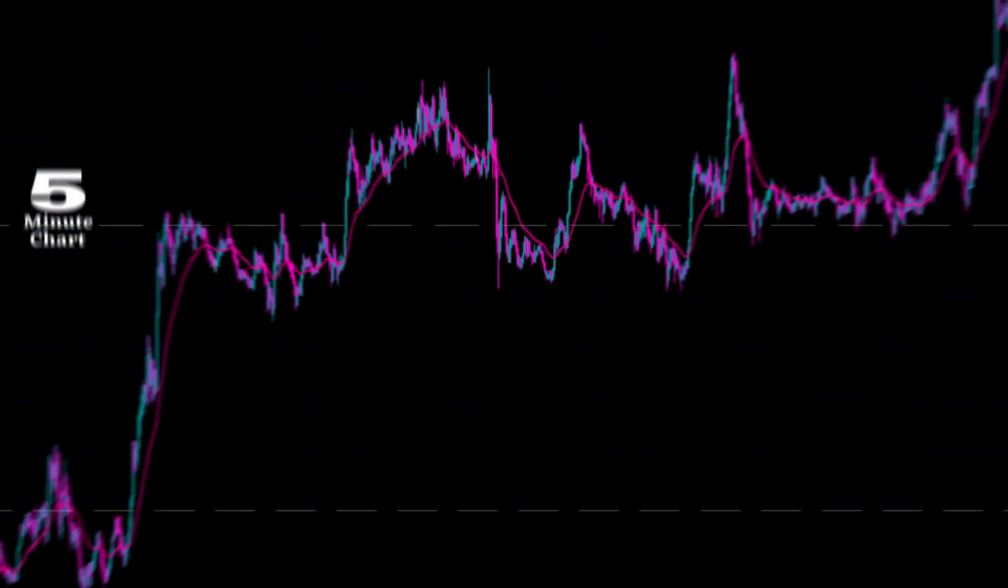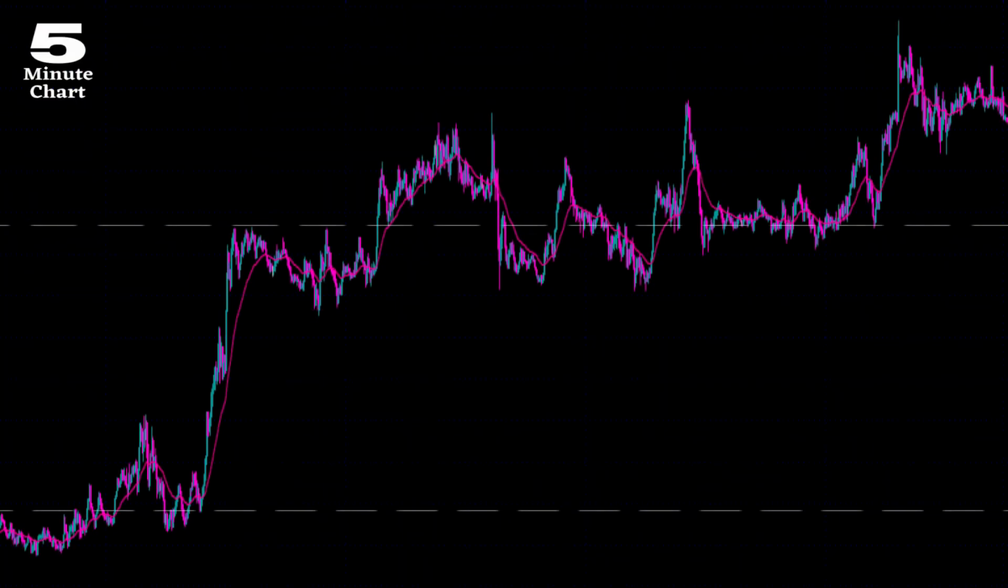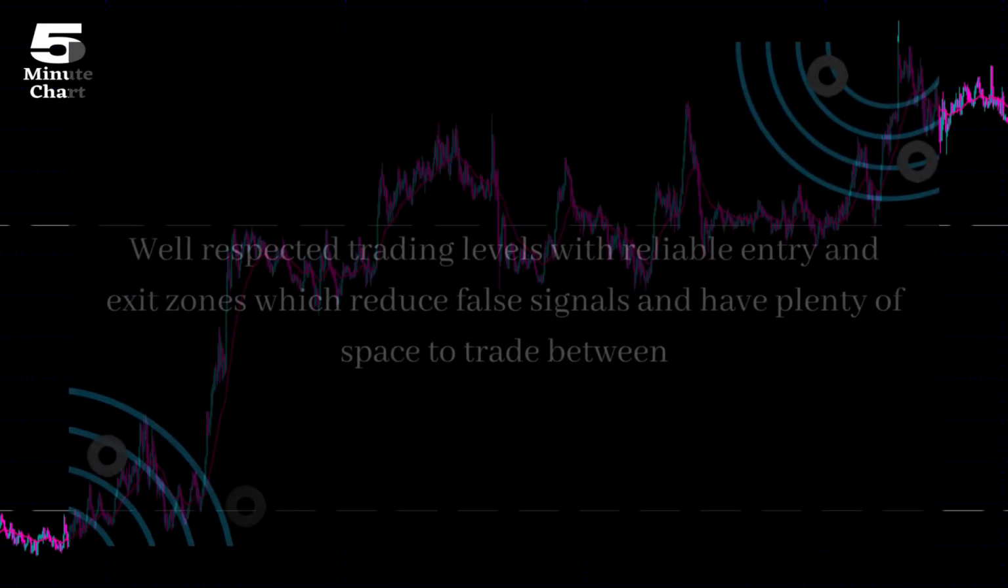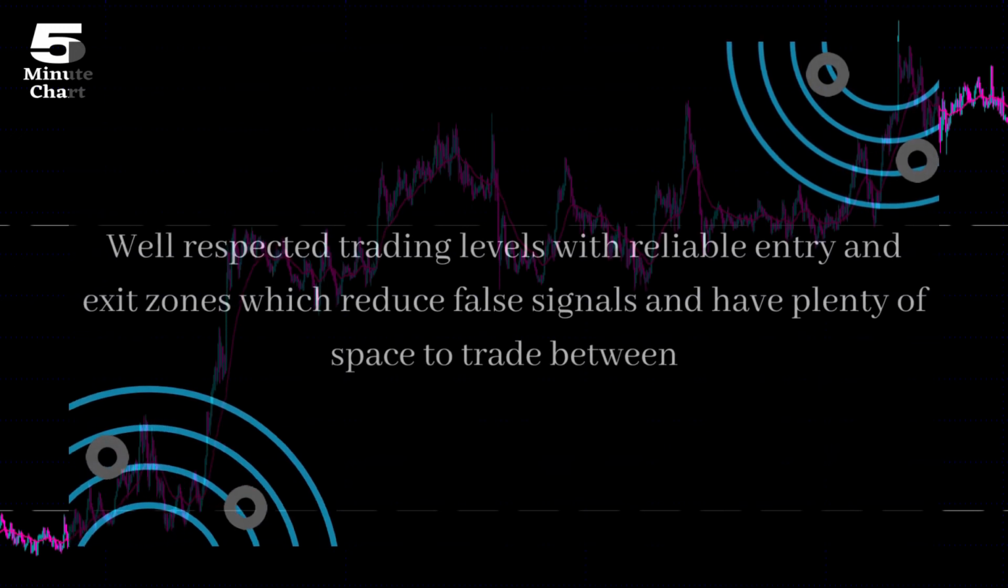Notice how well respected these levels are, creating reliable trading zones instead of unreliable noise, confusion, and false trading signals. Notice the space between these levels is now more available to trade between, and we can use these levels for both reliable entry points and profit targets.